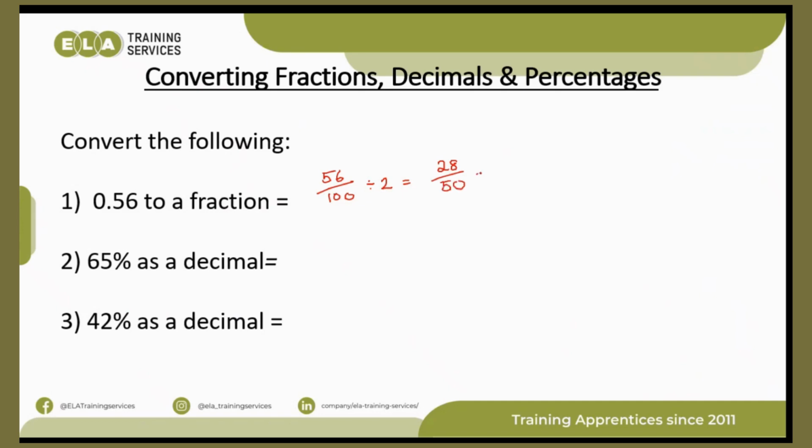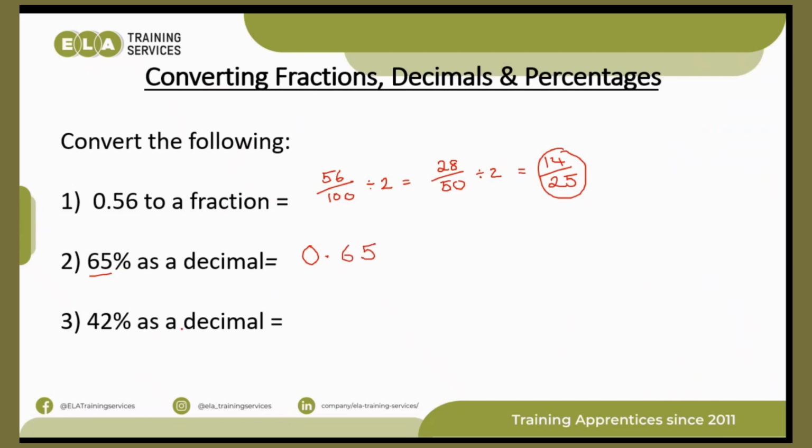And then we can divide again. So 28 divided by 2 is then 14. And 50 divided by 2 is 25. So our answer would be 14 over 25. Then 65% as a decimal. So remember, we just put 0 point and then our percentage number, which is 65. And our answer is 0.65.